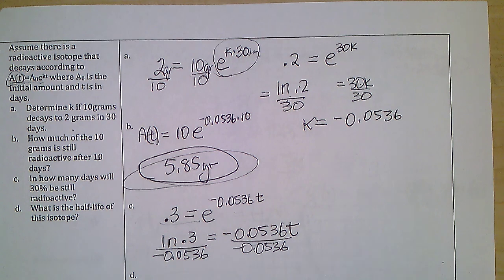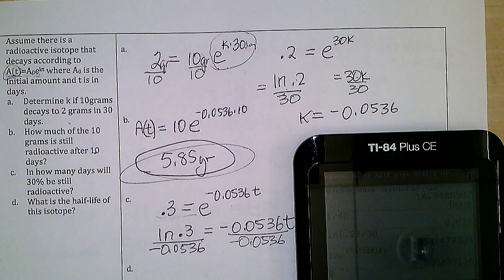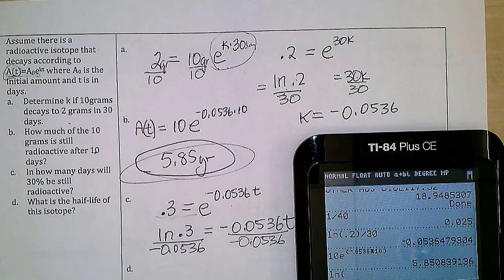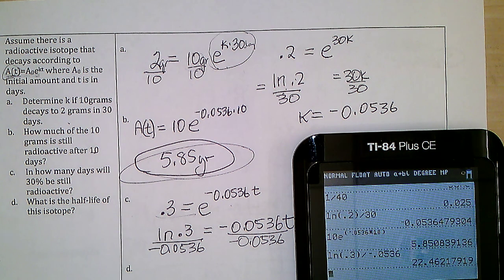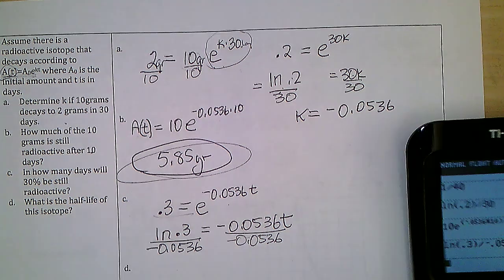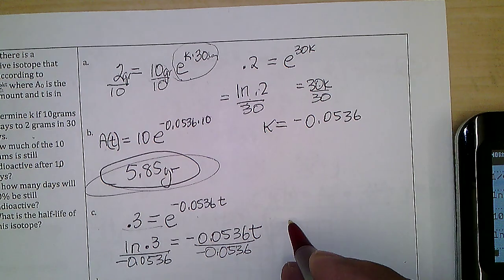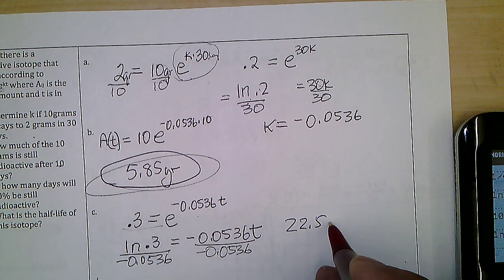And we get t to be ln 0.3 divided by negative 0.0536. Then we get 22.5. 22.5 days.